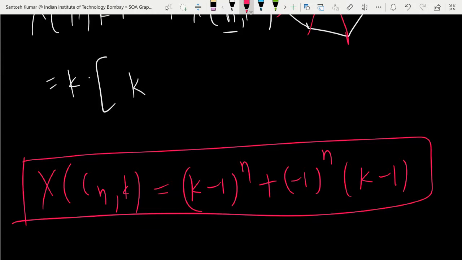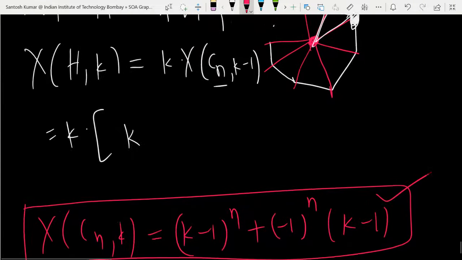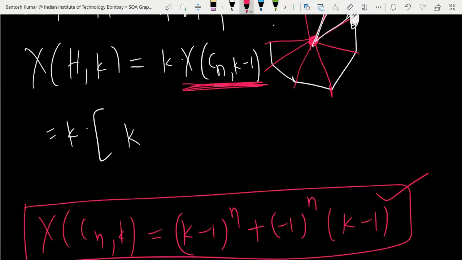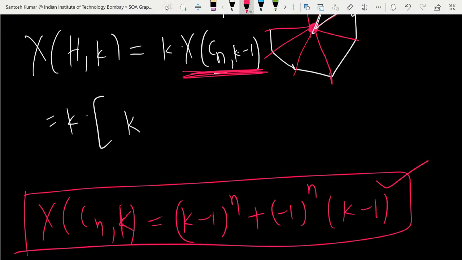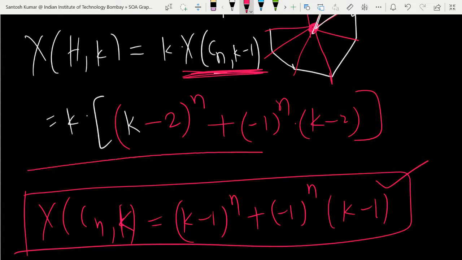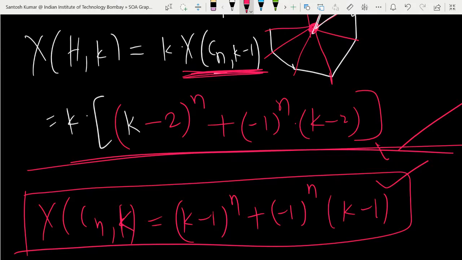Okay. So this was part A of the problem, 5.3.4, sorry. So 5.3.4 part A was this. Okay, so that will be used here. Here I need chi of Cn using K minus 1 colors, okay? So K will be replaced by K minus 1. So it is going to be K minus 2 now, power n plus minus 1 raised to power n, again K minus 2. So this is the answer, okay? So this you can write down. So this is the answer for this Cn.